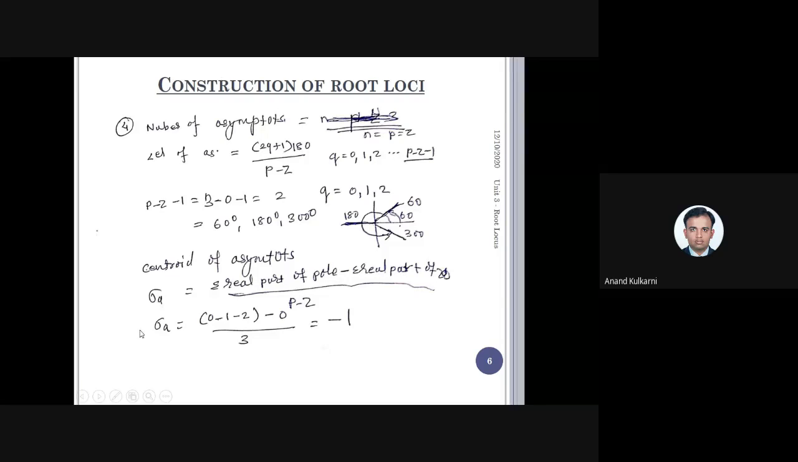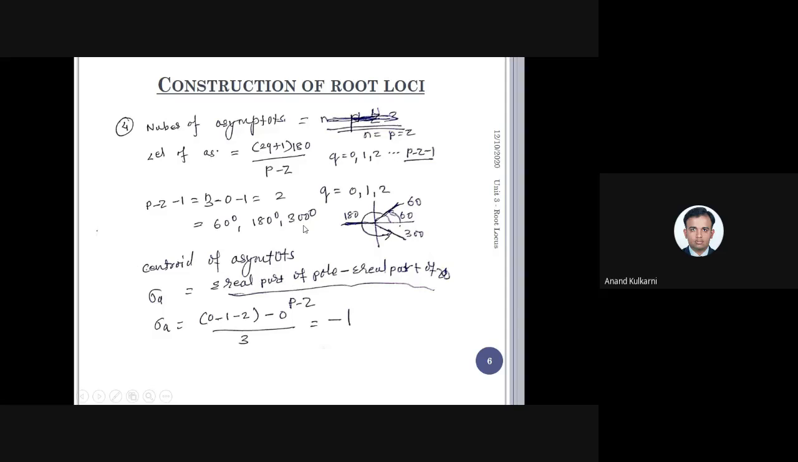the starting point of the asymptote, that is the centroid, which is always represented as sigma A. This is Nagrath and Gopal terminology. Book to book, it will vary. I can say it as C also, C as the centroid of asymptote, which is minus 1. Then the number of asymptotes is 3, the same as the number of root locuses. And then the angles of asymptotes are 60, 180, 300.